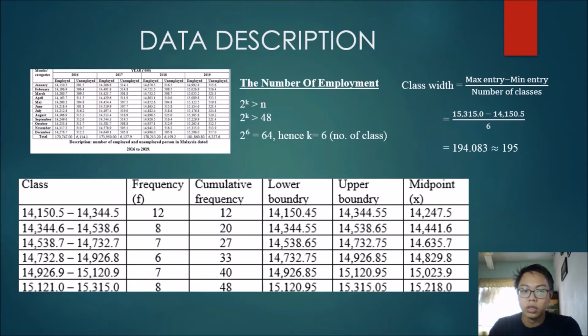Data description. To obtain the frequency distribution table, first we need to get the number of classes and the class width. The number of classes is 2 to the power of k, bigger than n, the number of samples. Hence, the number of classes that we obtain here is 6, while the class width is the maximum entry minus the minimum entry divided by the number of classes. Hence, the class width that we obtain here is 195, after rounding up from 195.083.